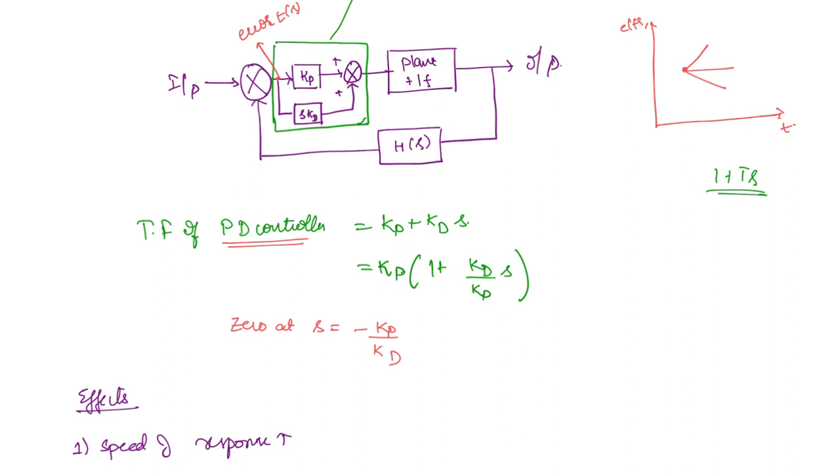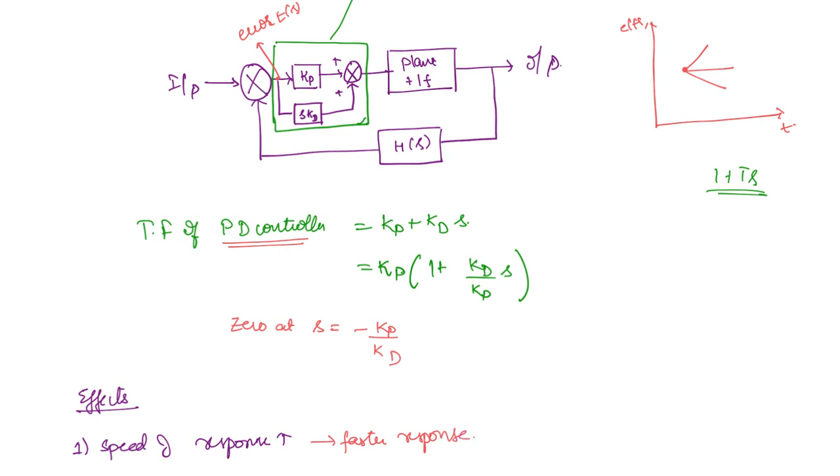So as a consequence, the speed will be improved because it is able to anticipate what kind of effect is coming, and accordingly it will respond. So that is how the speed of the response is going to change. Okay, so you can write here, faster response is achieved.